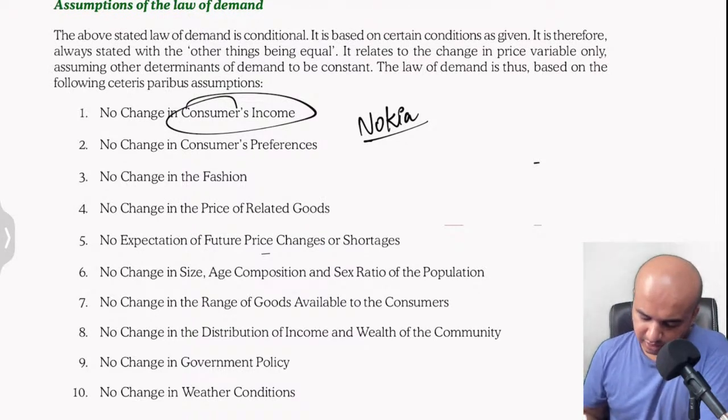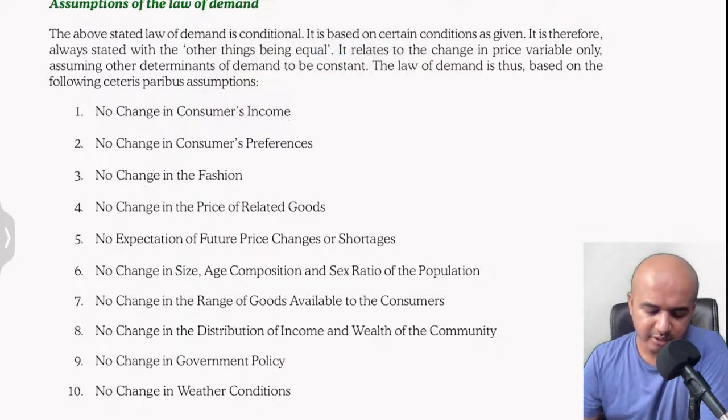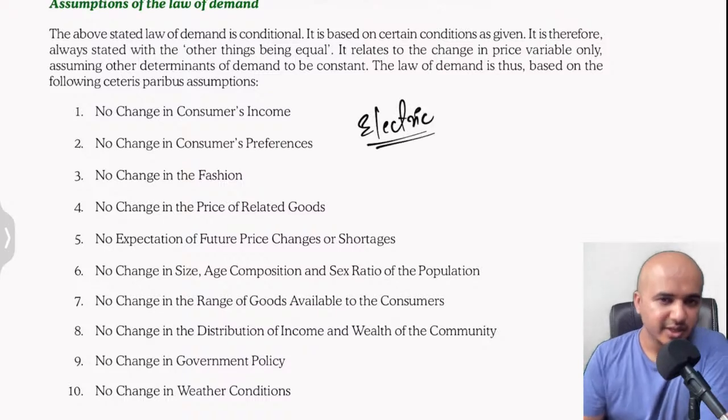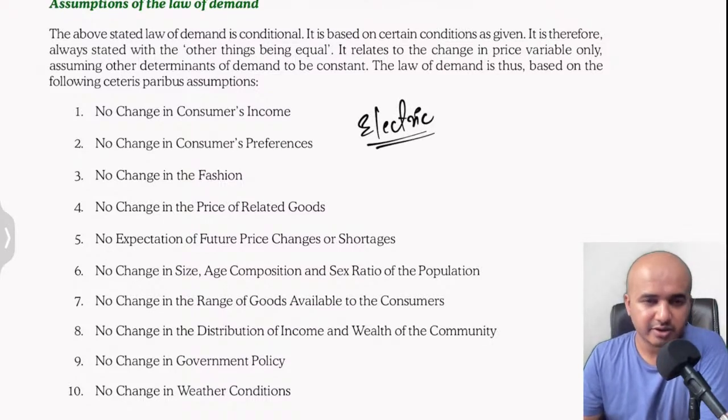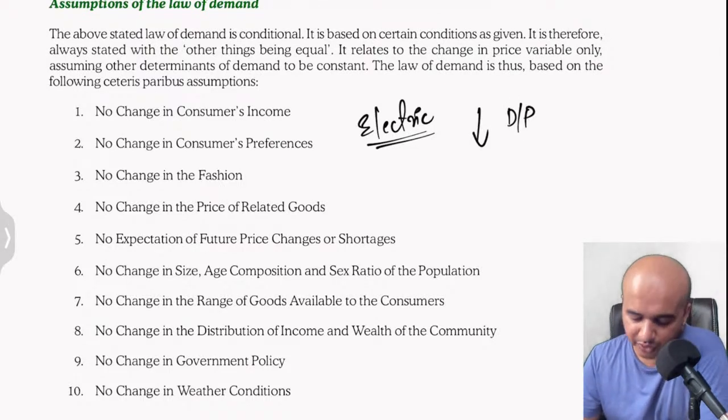Again, this is also related to the consumer's income. No change in government policy. Sometimes this will affect, even though the price has come down, maybe the demand isn't picking up because the government has changed the policy. Let's say all of a sudden the government says only electric vehicles will be given licenses, or rather registration certificates, RCs. Now if all of a sudden the government comes out with a policy, then even if you reduce the price of, let's say, diesel or petrol vehicles, who will buy those vehicles?